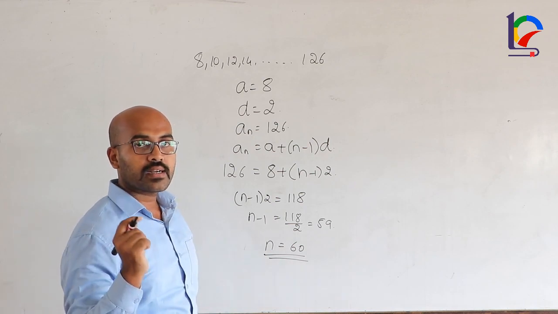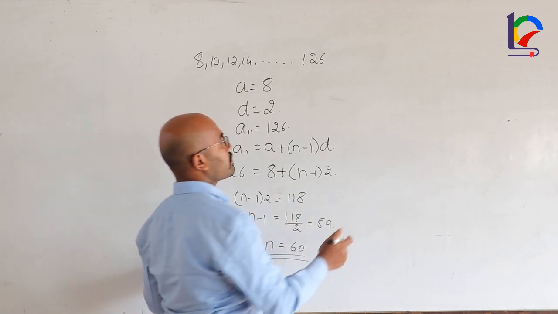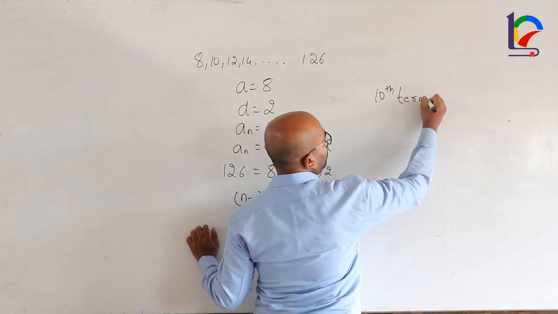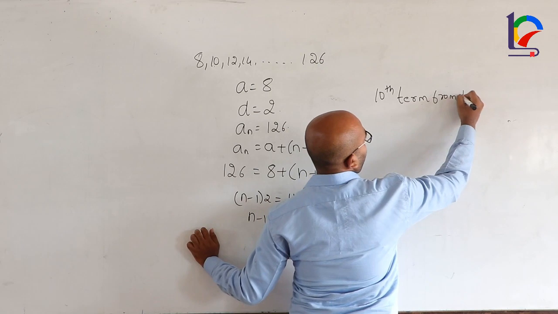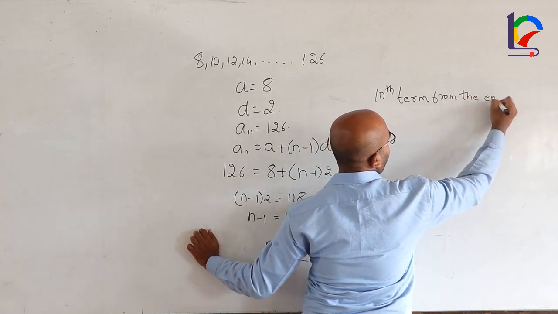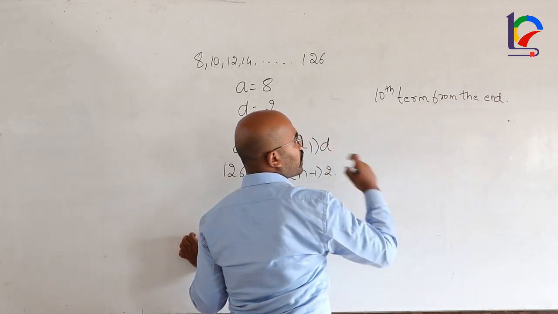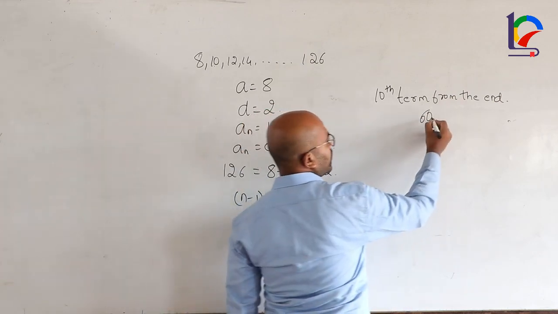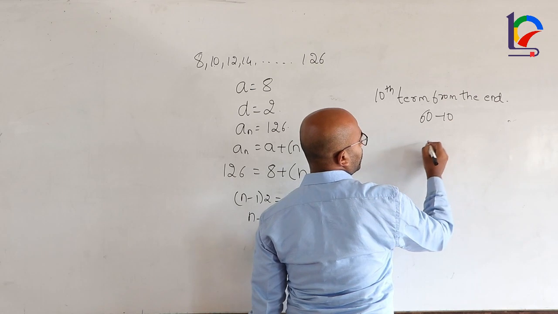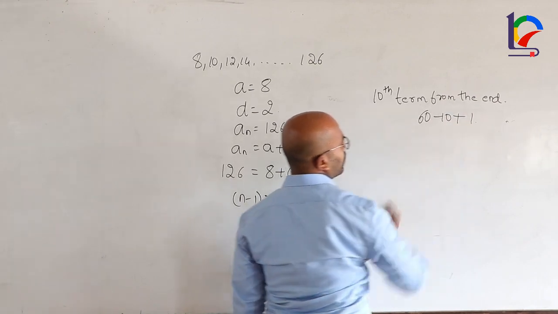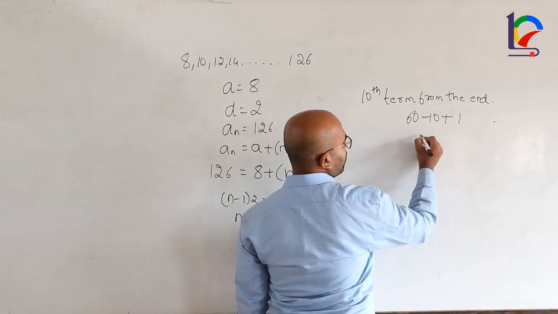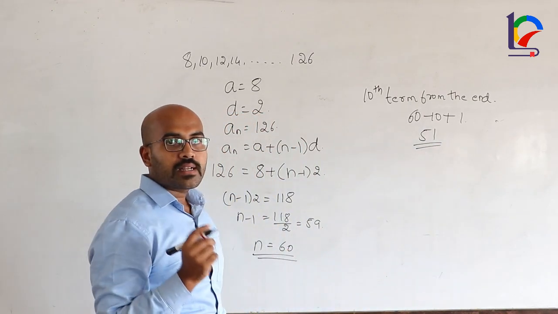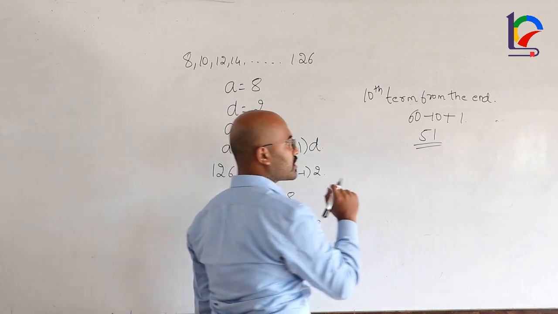So the 10th term from the last, or from the end, with the total number of terms being 60, is 60 minus 10 plus 1. 60 minus 10 is 50, plus 1 is 51. So the 10th term from the last is the 51st term.